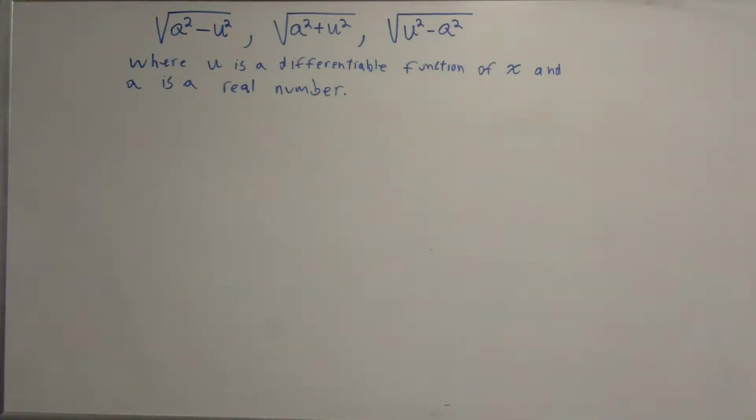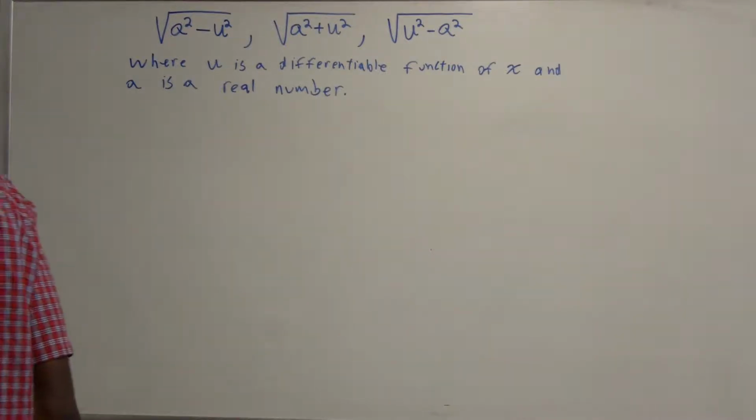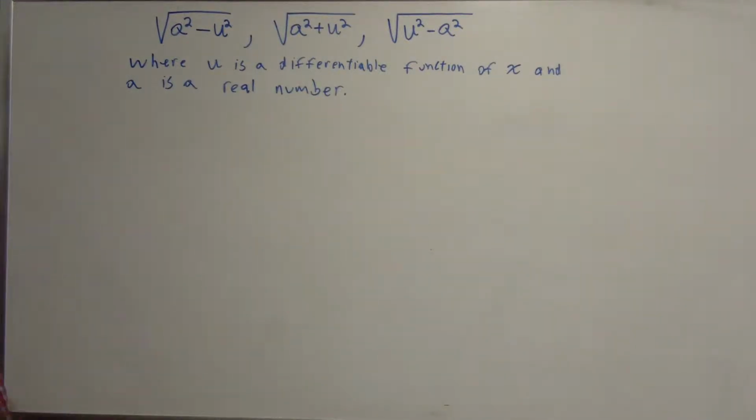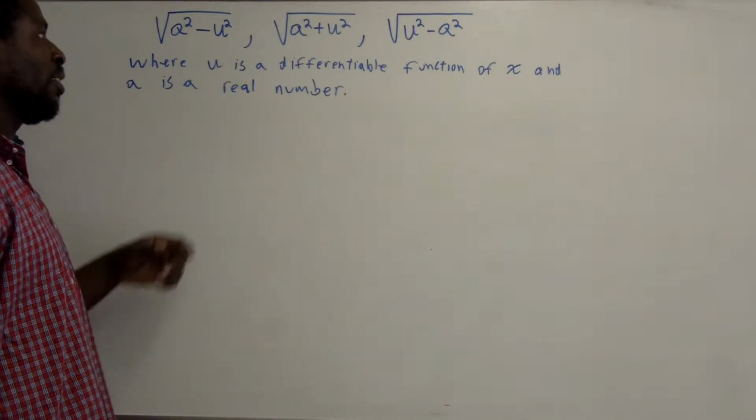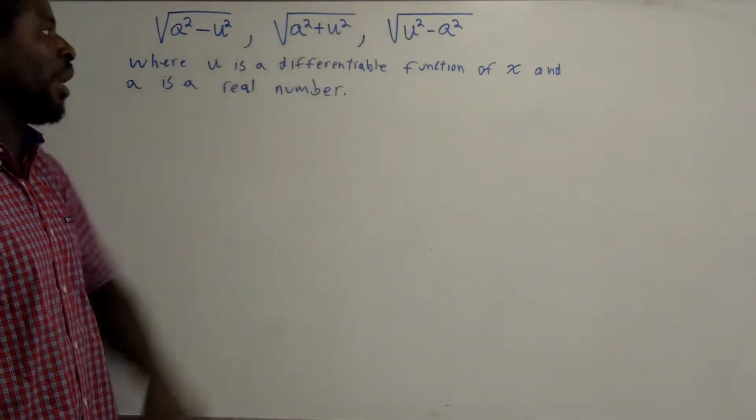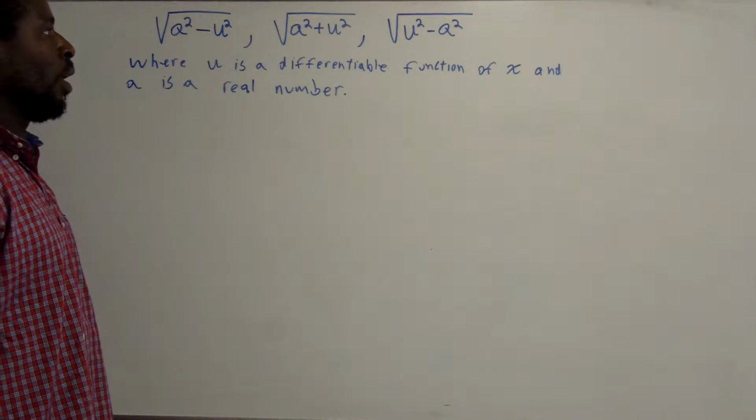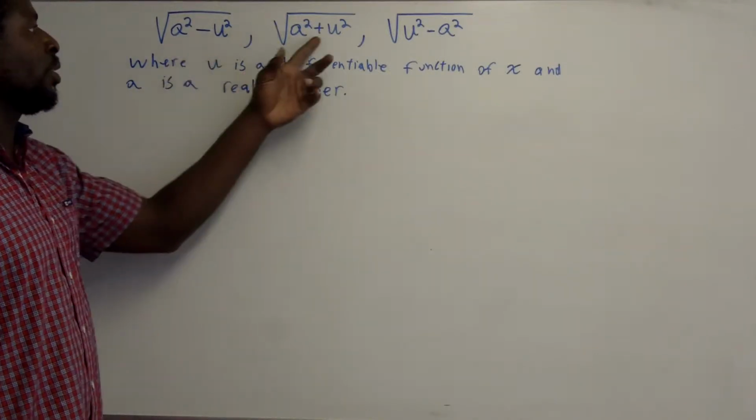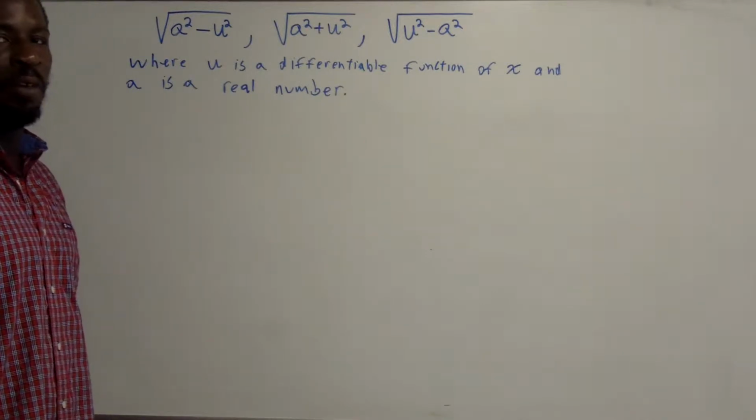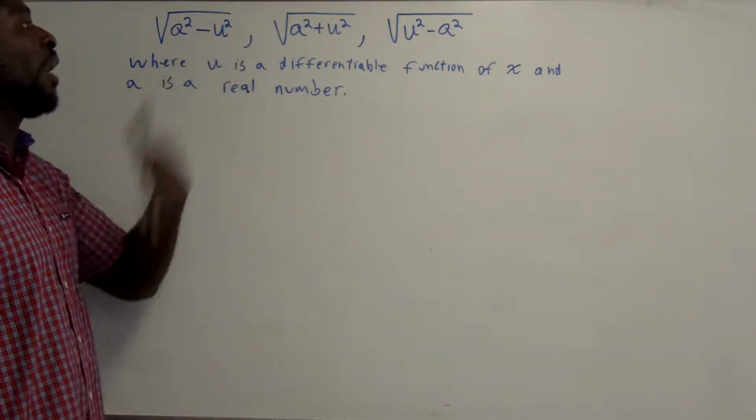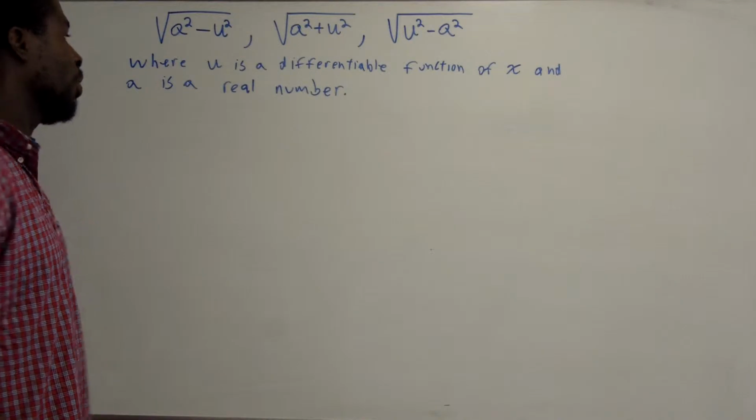Okay, so now we're going to look at trigonometric substitution. Trigonometric substitution is used when you have integrals that involve factors that look like one of these three radicals. Now, these three radicals look very similar to what you would get if you were solving for one of the legs of a right triangle. As a matter of fact, these three radicals are really the Pythagorean theorem.